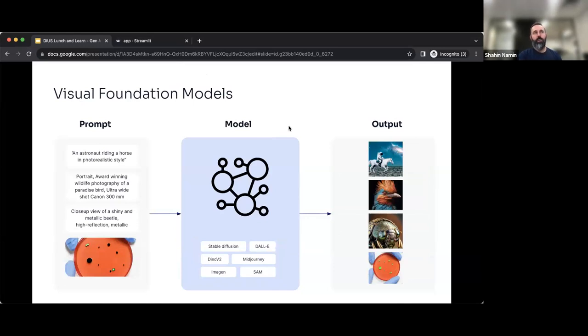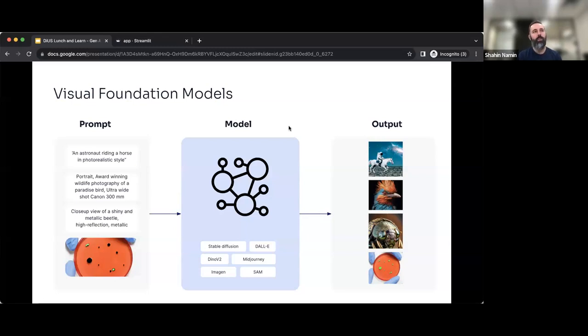Similarly, we have visual foundation models. These are the models that take as input an image or video, or similarly, they might give you an output, an image or a video. Basically, what we will be talking about in this talk applies to both large language models and visual foundation models, but we will be talking about large language models and use those terms mostly in this talk.